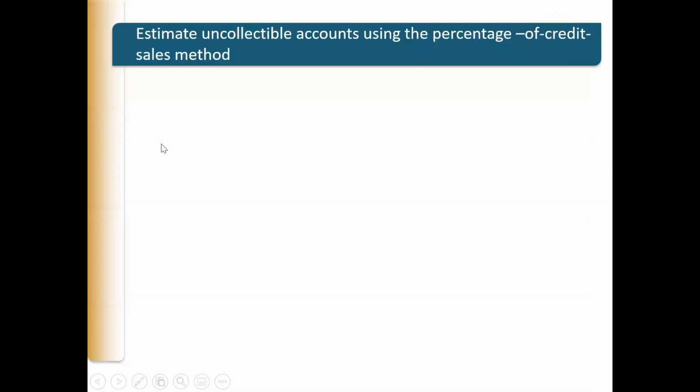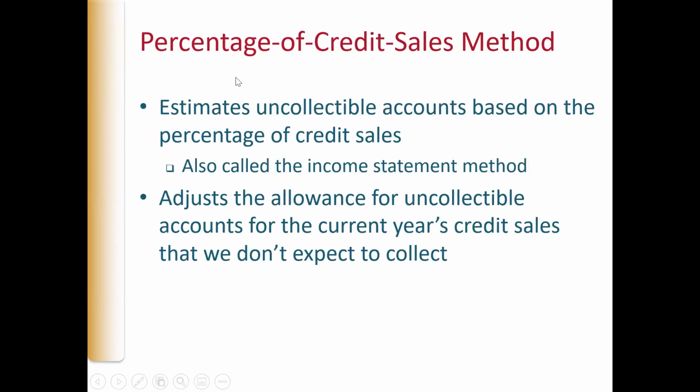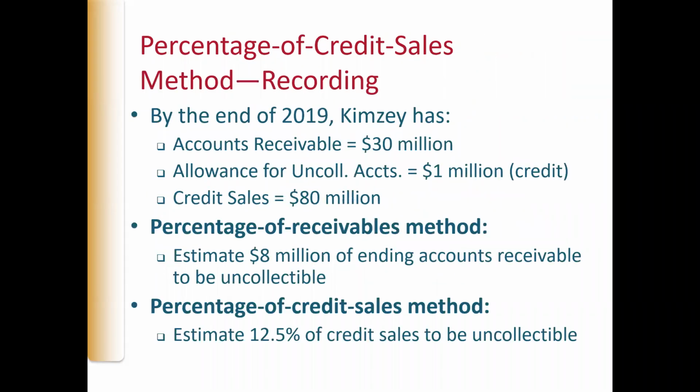Now, the last thing I want to have you look at is when we estimate uncollectible accounts using the percentage of credit sales method. There are 2 ways to figure out uncollectibles. What we just talked about was the balance sheet approach, where we used accounts receivable. Other people will use, it's not common, but will use the sales method, which we call the income statement method, because sales is on the income statement. And this adjusts the allowance for uncollectible accounts for the current year's sales.